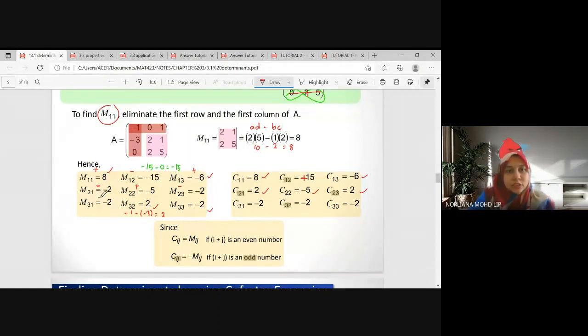Okay, this one is positive. Yes, positive times negative 2 is negative 2. And this one negative, so negative times negative 2 is positive 2. Then positive times negative 2 is negative 2. So we have the cofactor of matrix A.